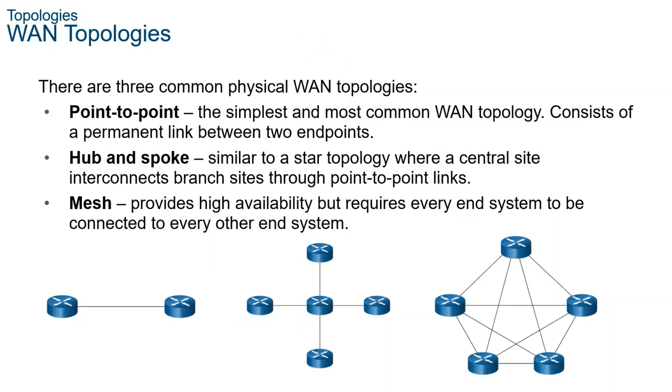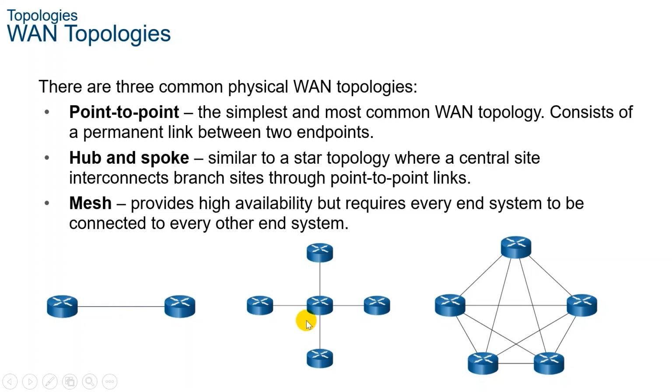How about WAN topologies? The figures illustrate how WANs are commonly interconnected using 3 common physical WAN topologies. This includes point-to-point, hub and spoke, and mesh topology. Point-to-point is the simplest and most common WAN topology. It consists of a permanent link between 2 endpoints, as you see here. For instance, we have 2 routers directly connected to each other, maybe via a serial cable. This is an example of a point-to-point connection.